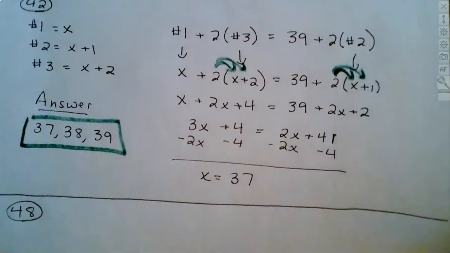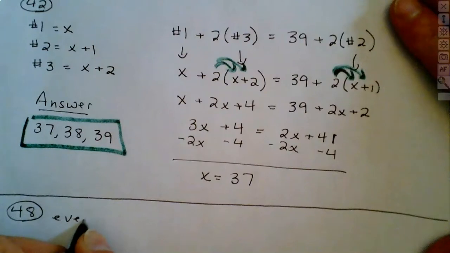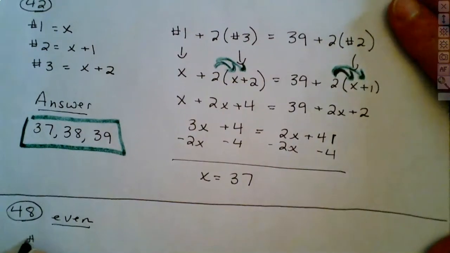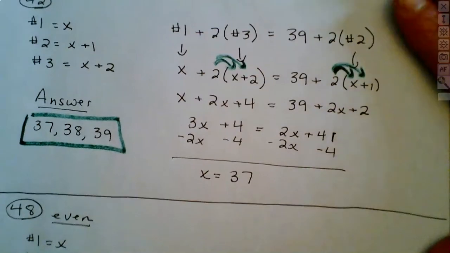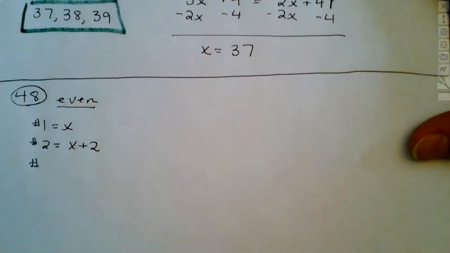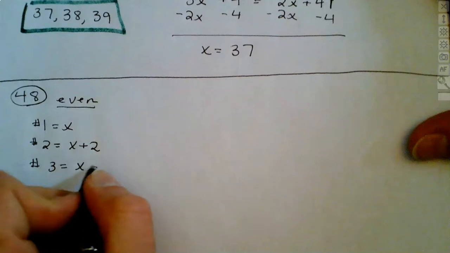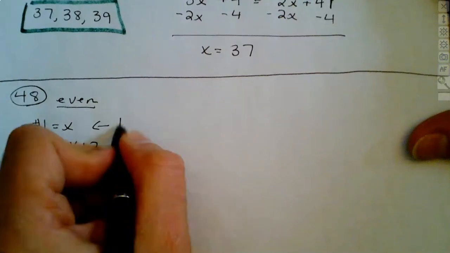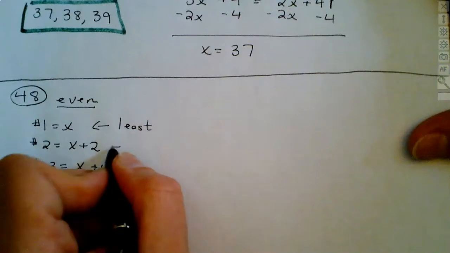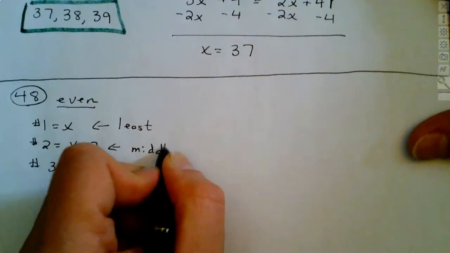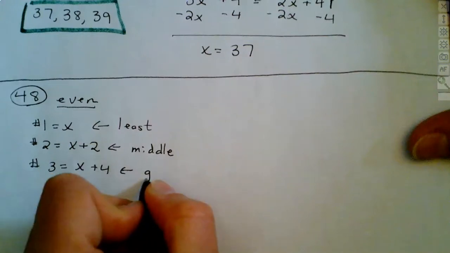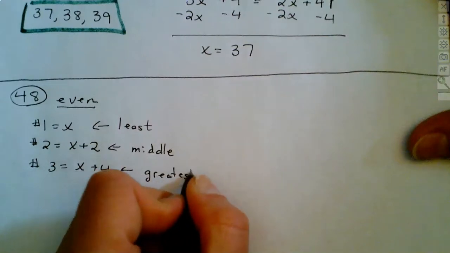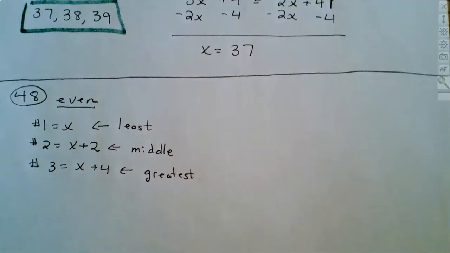So we need 3 even integers. So these are even, that means we have a gap of 2. So my first one is x. Second one is x plus 2. Third one, we'll move this up here, is going to be x plus 4. This is the least. This is the middle. And this is the greatest. Now we build our equation, solve it, and we get our solution.